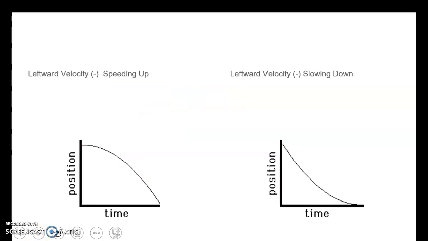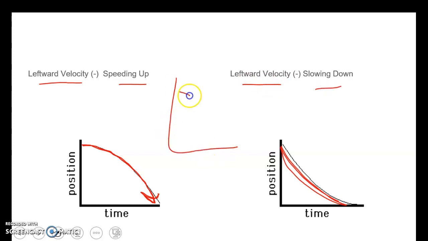Now, if we see a curve that looks like this, it's a negative slope, so we're going leftward, but we are speeding up. If we see a curve that looks like this, still a negative slope, so we're going leftward, but it means we're slowing down. So, speeding up, slowing down. You should be able to look at a graph and figure that out.